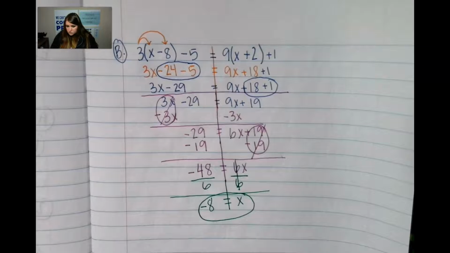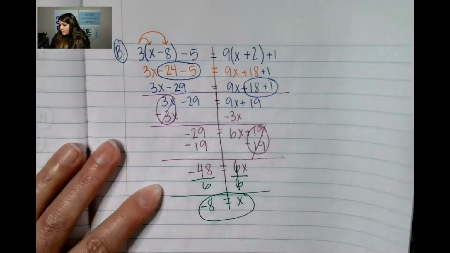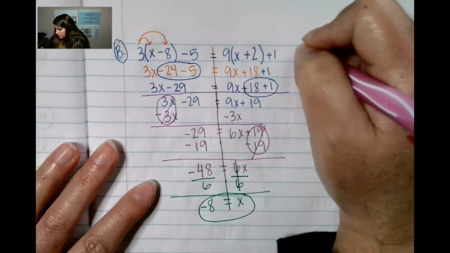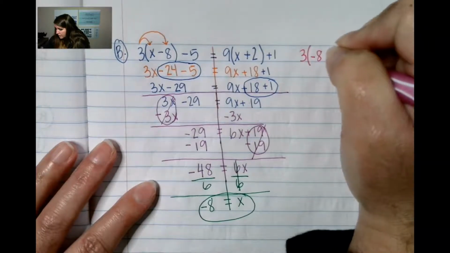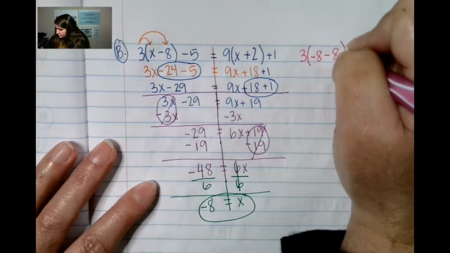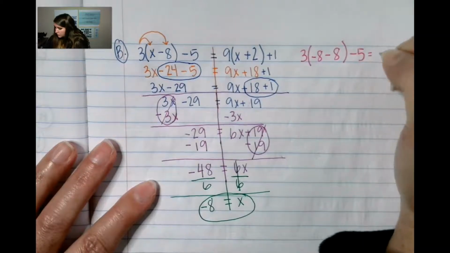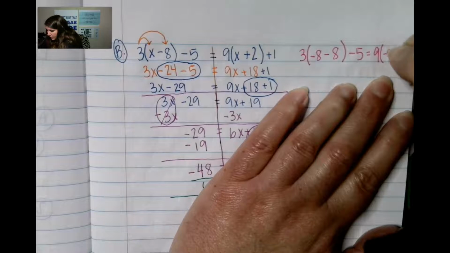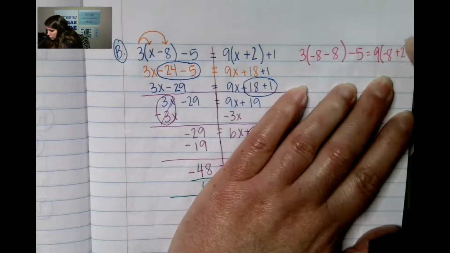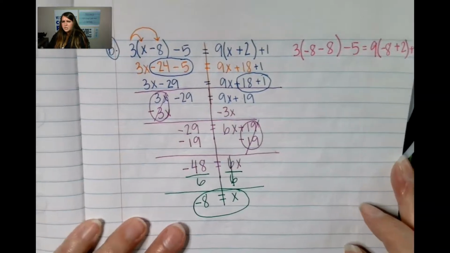So I am going to plug this all back in and check it. Wherever I see an x, I'm going to put a -8. So 3 times -8 minus 8 minus 5 is equal to 9 times -8 plus 2 plus 1. Oh, we're leaving the edge of the paper there. Okay.